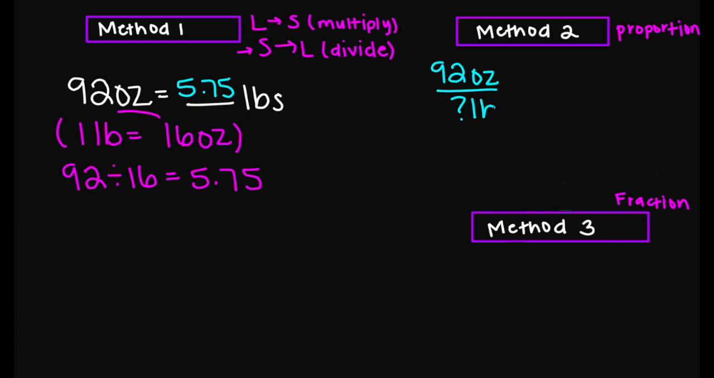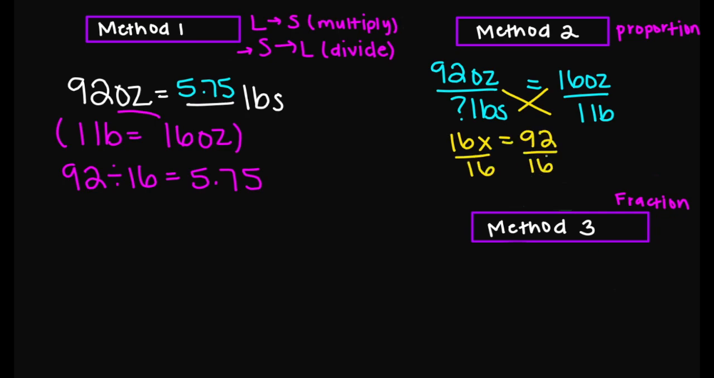My right side is going to be my conversion factor. So we're going to do 16 ounces on top here. This equals 1 pound. Now I'm going to cross multiply. So my left side here, we have 16, you can say 16x equals 92. I'm going to divide both sides by 16, so x is going to equal 5.75 as well.